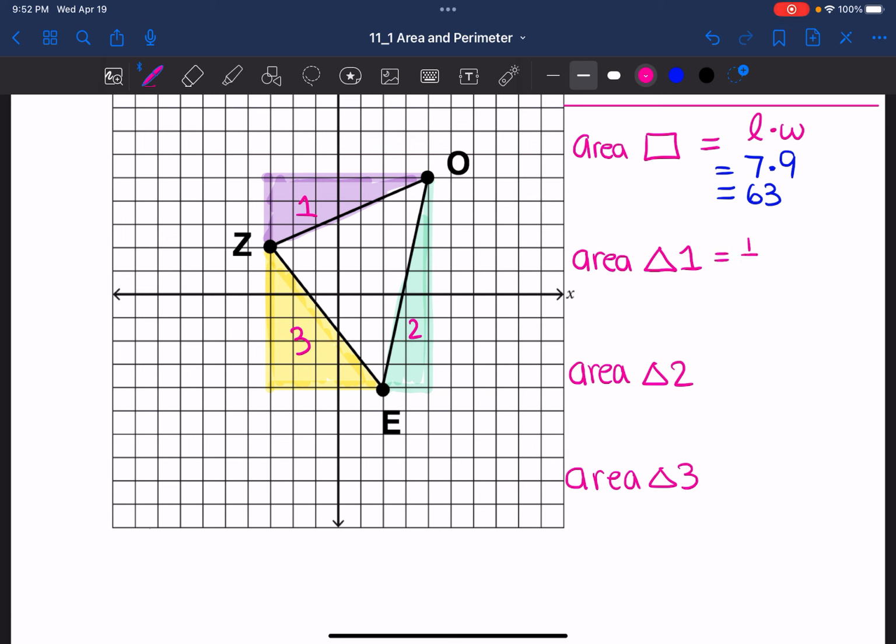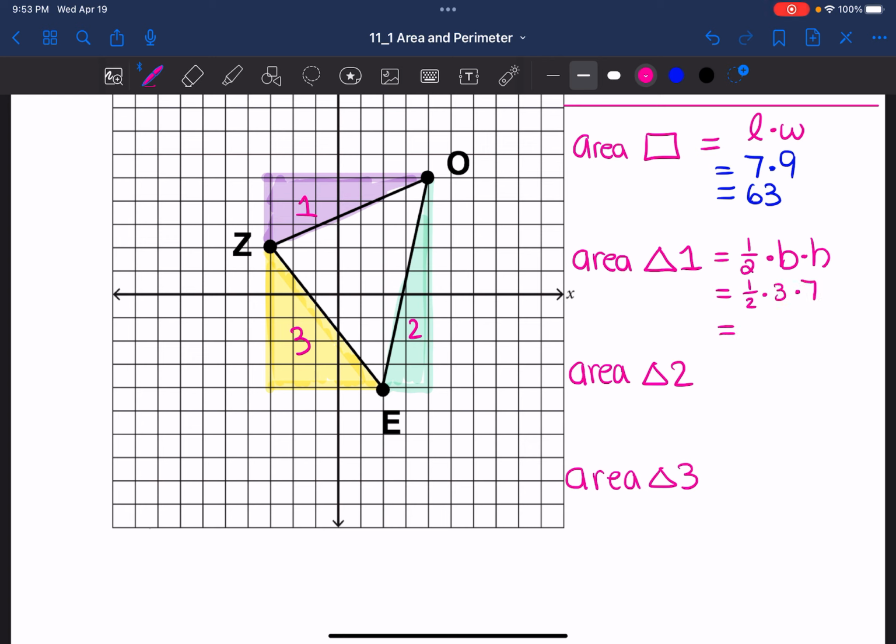Now remember, the area of a triangle is 1/2 base times height, right? And if I look, that pink triangle is so much easier than that Zoe triangle because I can see the sides quite easily. One of the sides is 1, 2, 3, and the other side is 1, 2, 3, 4, 5, 6, 7. So I'm just going to use those dimensions. 1/2 times 3 times 7.